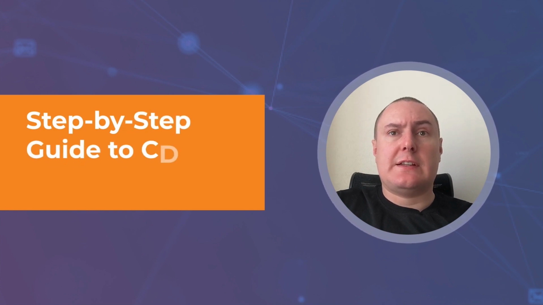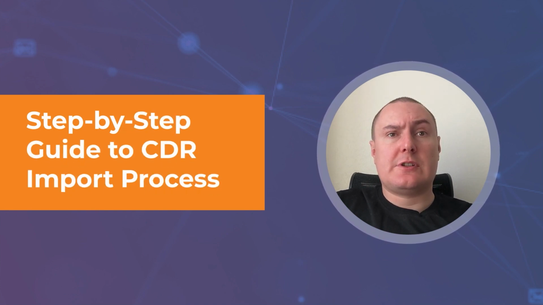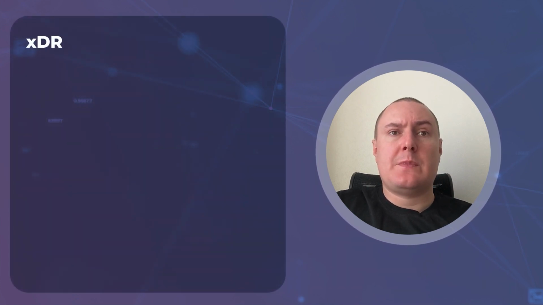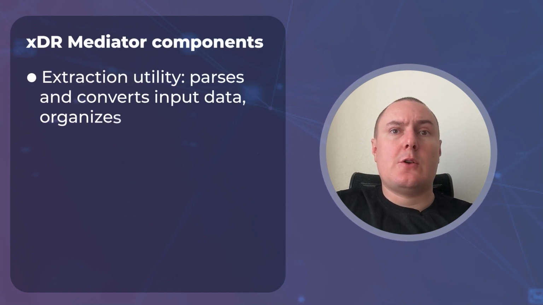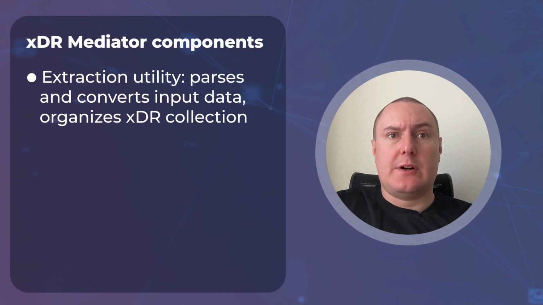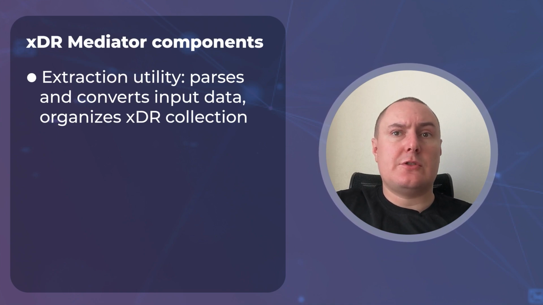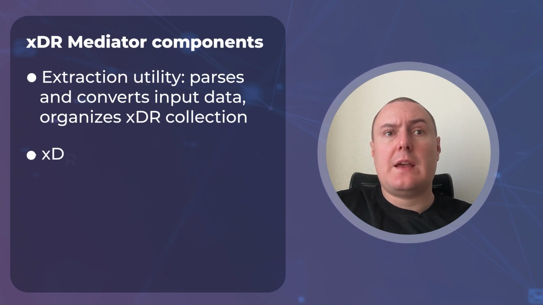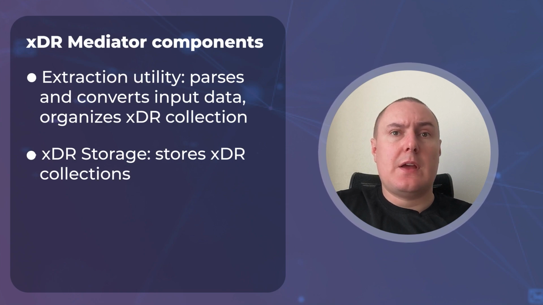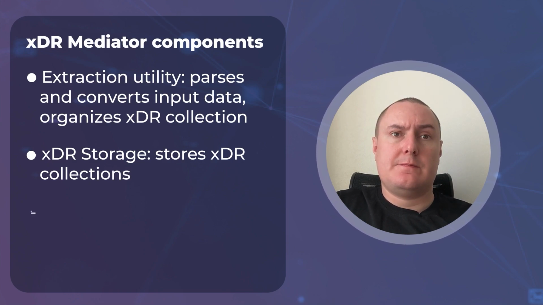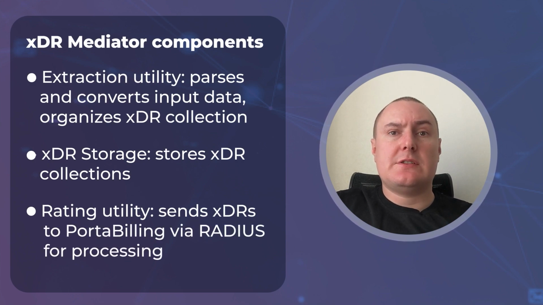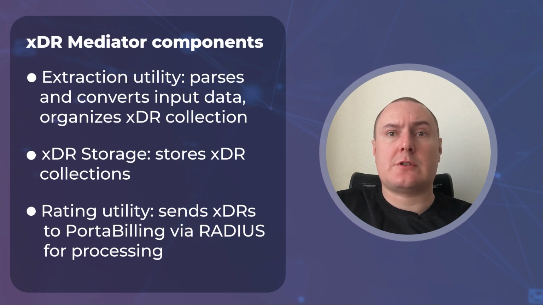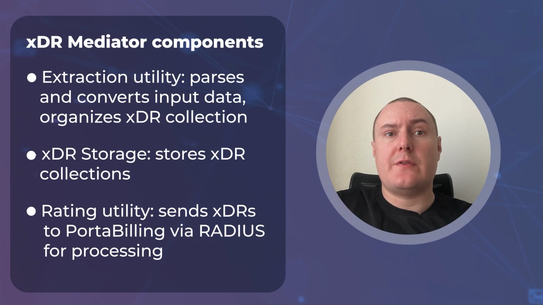And now, as promised, let me describe the complete xDR import process step by step. In general, the xDR Mediator consists of three main components. First, there is the extraction utility, which parses input data from the source files, performs the data conversion according to your custom transformation rules, and then arranges the xDRs into collections. Next, there is the xDR storage, which stores those xDR collections. And finally, there is the rating utility, which sends the xDR collections to PortaBilling for processing through the Radius protocol and receives notifications about the import status.